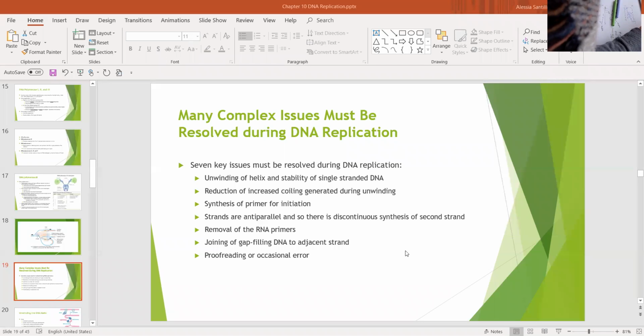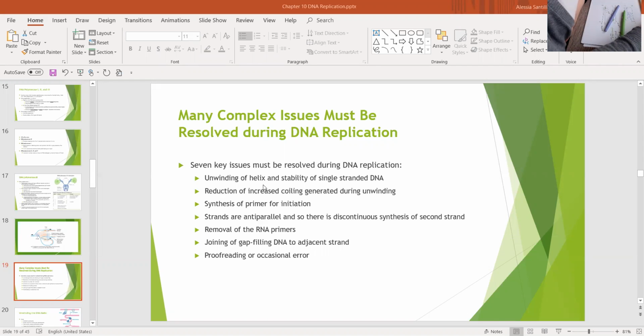Okay, moving on to section 10.3. Now that we're going to look into DNA replication, you're going to notice that there's a couple of complications that can come about. So a few things can occur. There's 7 issues that must be resolved during DNA replication.